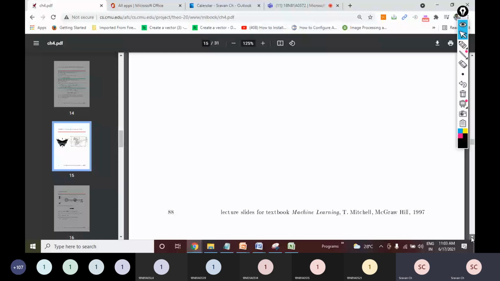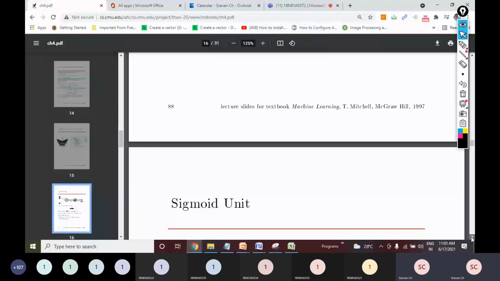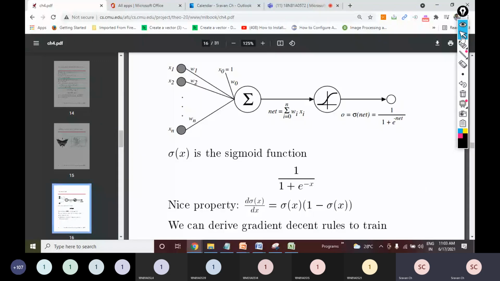If you observe carefully, till this point we know everything. This is our normal perceptron. X1, X2, X3, we have inputs. W1, W2, Wn, we have weights. X0 is the bias. You know very well, X0 is the bias.